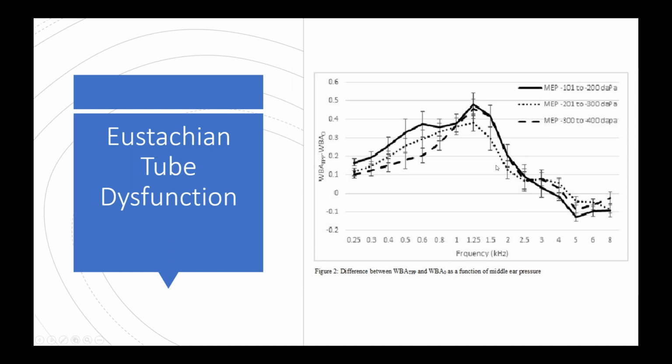So if you compare the difference between the ambient and the TPP absorbance, you can see that as the middle ear pressure reduces, the difference also increases. That is, at lower middle ear pressure, that is minus 300 to 400 decapascal, the difference between the ambient and TPP is higher compared to when the middle ear pressure is minus 100 to 200. So as the middle ear pressure drops, the difference between the ambient and the pressurized conditions increases.